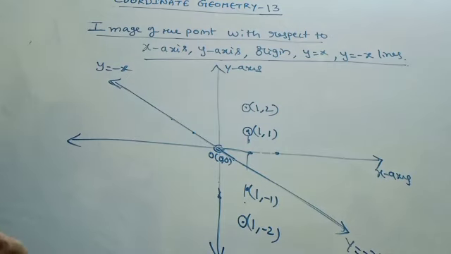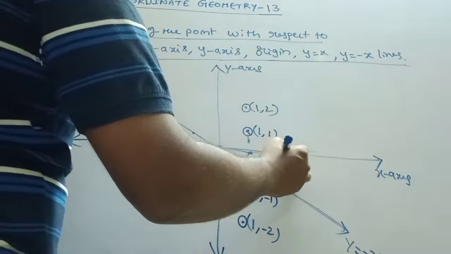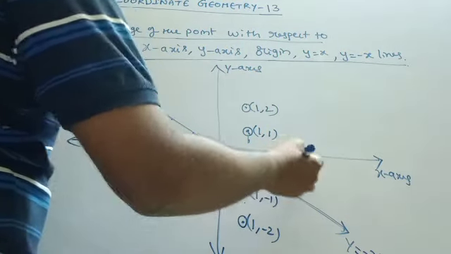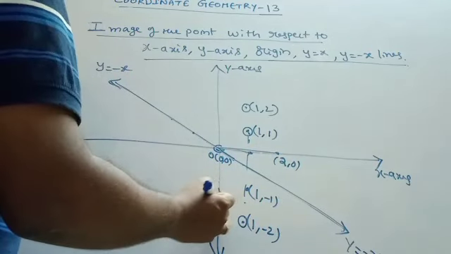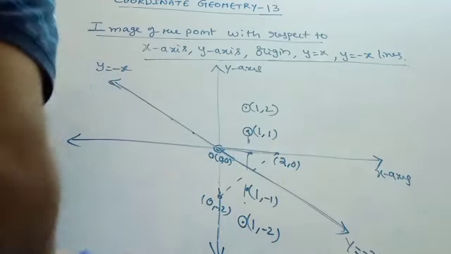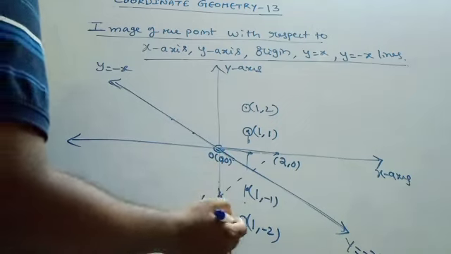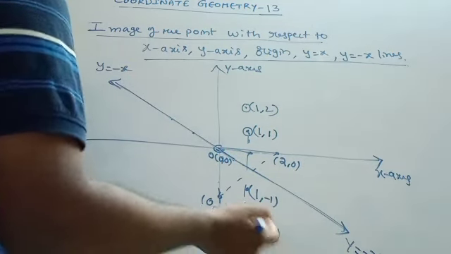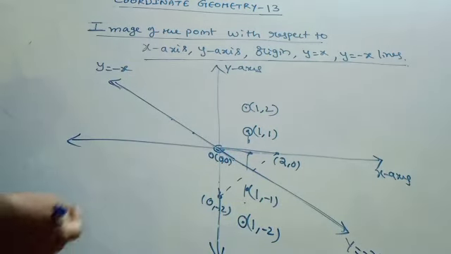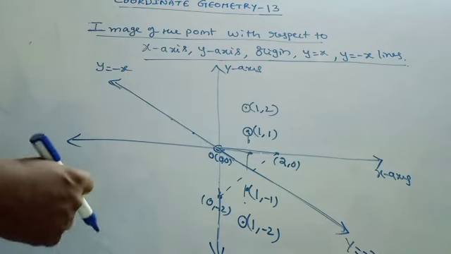Now suppose you have a point 2 comma 0. Its image will be 0 comma minus 2. It will fall like this. And a point 1 comma 2 has its image with respect to this line as 1 comma minus 2. Like that we have here.